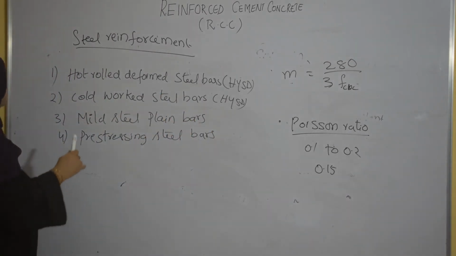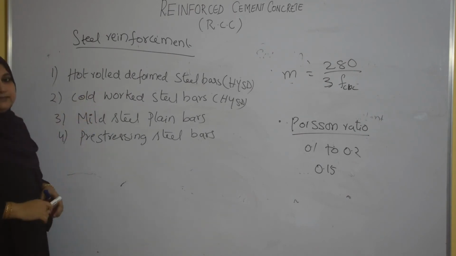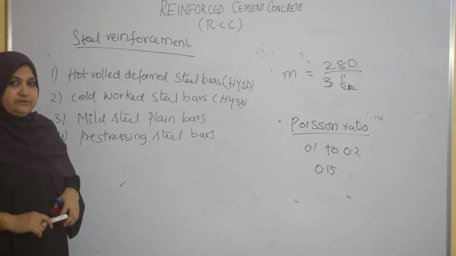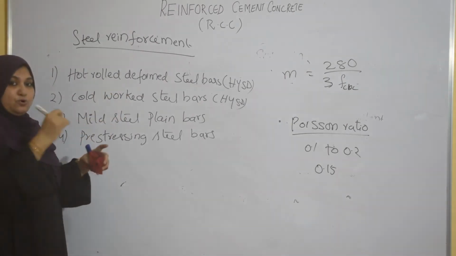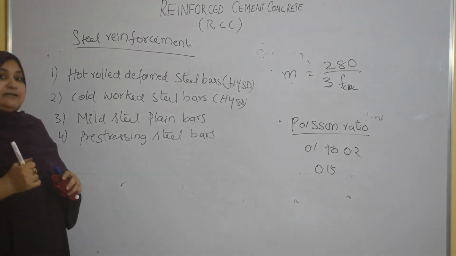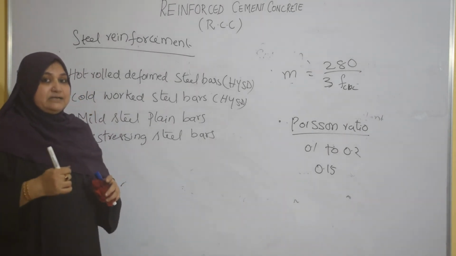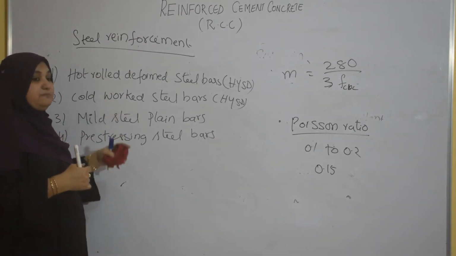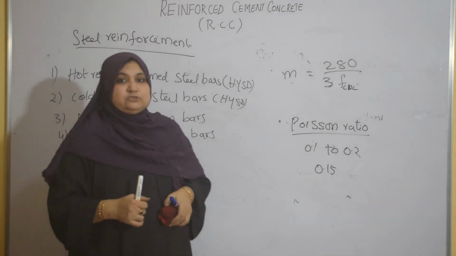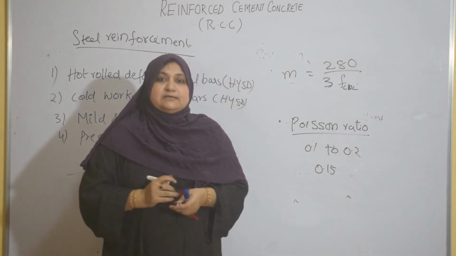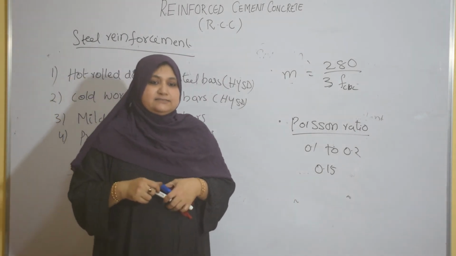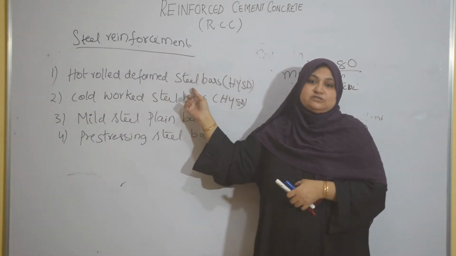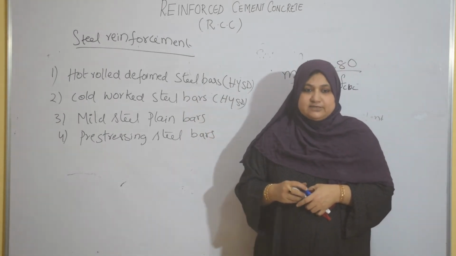There is not much difference between the hot rolled and cold worked steel bars. The only difference is the process of rolling in the factory. These bars are rolled when the metal is hot, right? Here, the working condition will be cold. That is the only difference between these two. Hot rolled bars are most commonly used in RCC as reinforcement for RCC structures.